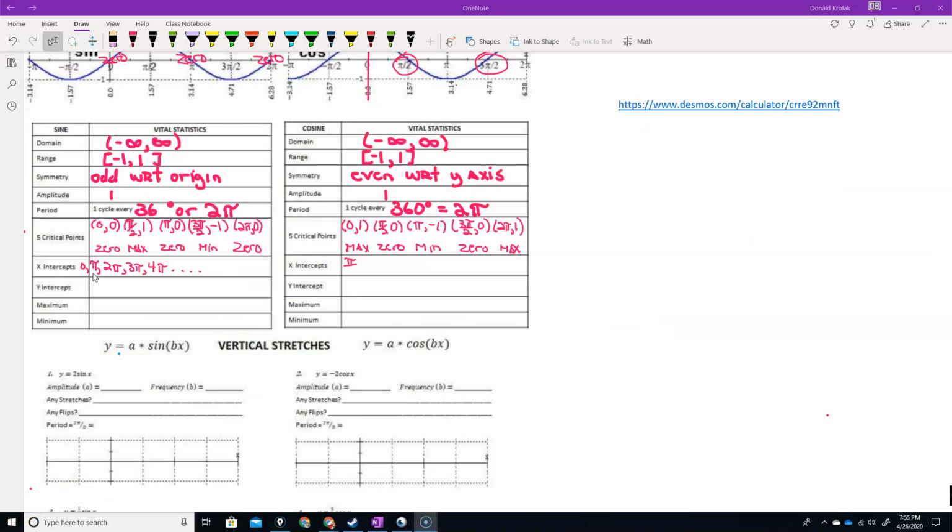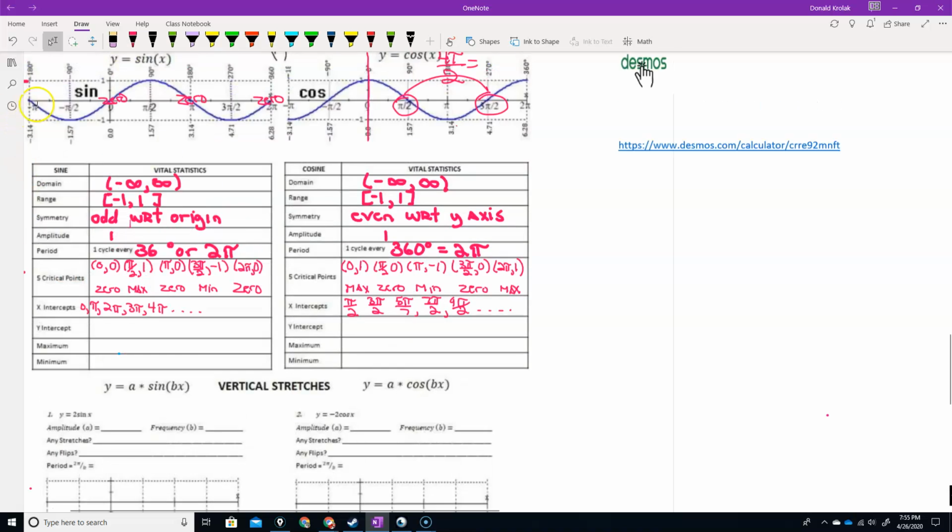Okay, so for sine it was 0, pi, 2 pi, 3 pi, 4 pi, 5 pi, etc. For cosine it was pi over 2, then 3 pi over 2, goes by odd numbers, 5 pi over 2, 7 pi over 2, 9 pi over 2, etc. Odd multiples of pi over 2.